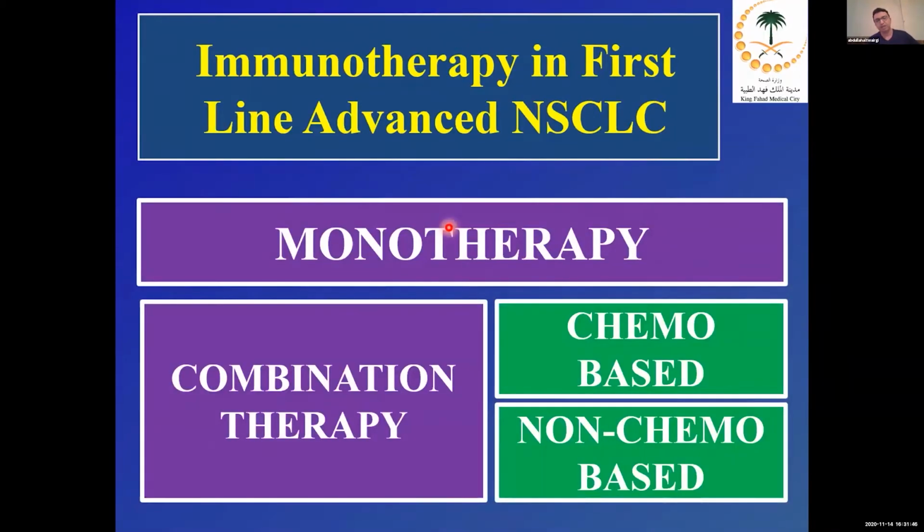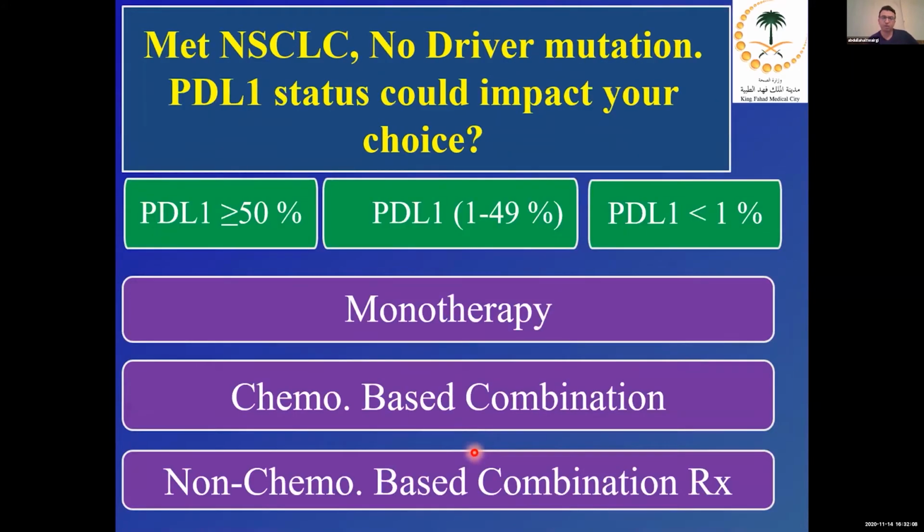And that's why the data that we have in the first line is more categorized into monotherapy clinical trials for a checkpoint inhibitor in an upfront line versus a combination that mostly includes chemotherapy or a non-chemotherapy such as dual immunotherapy checkpoint inhibitors. One of the important factors that delineate or select each of those options, the mono or the combo, is the PD-L1 status, whether it's positive or negative, whether it's high PD-L1 positive or a low PD-L1 positive status.